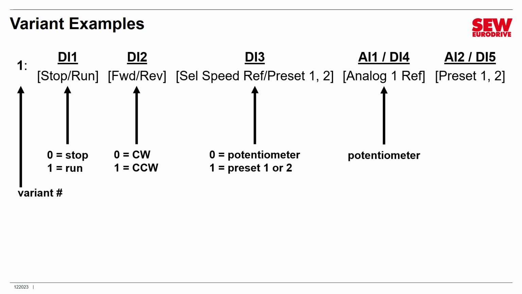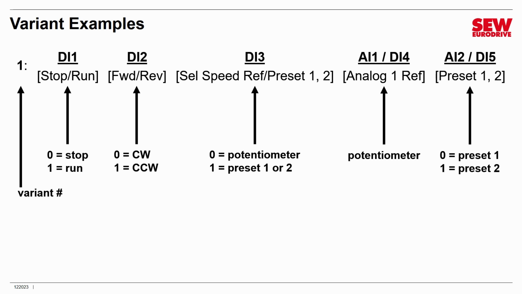Analog input 1, digital input 4, in this case functions as an analog input. It expects to see a potentiometer, a variable voltage source connected here, and it uses that for speed control when you're in potentiometer mode. Analog input 2, digital input 5 is functioning as a digital input in this case. If you put a 0 into it and you're in preset speed mode, then you will get preset 1. If you put a 1 in there, you'll get preset 2.